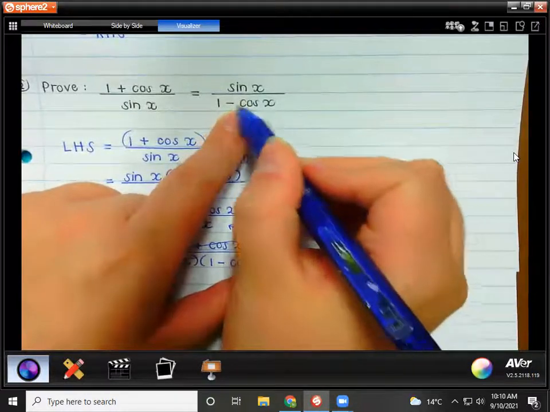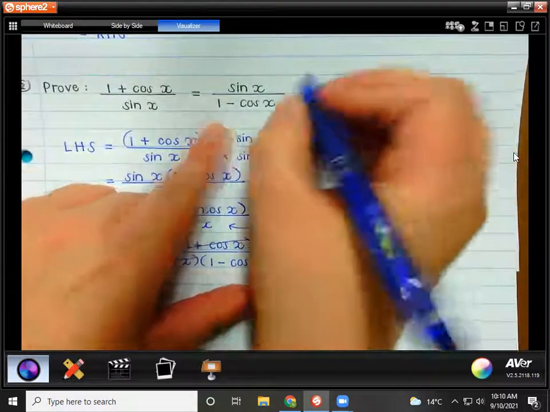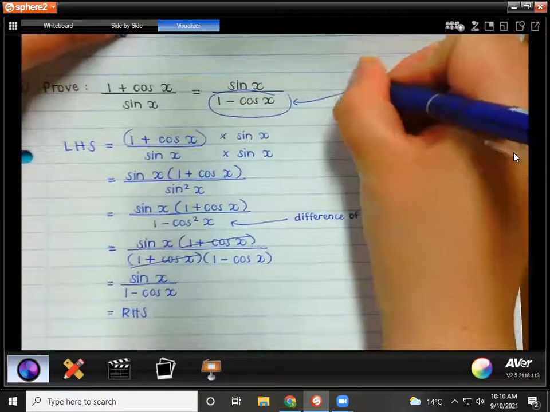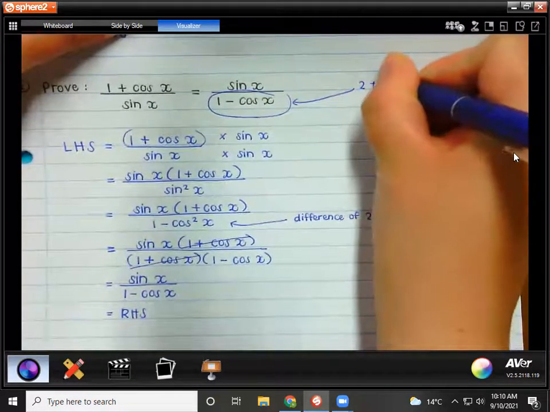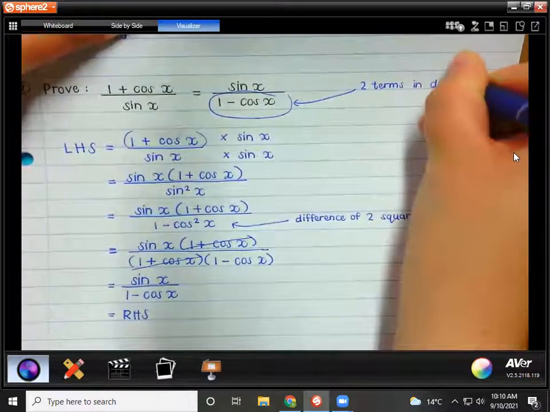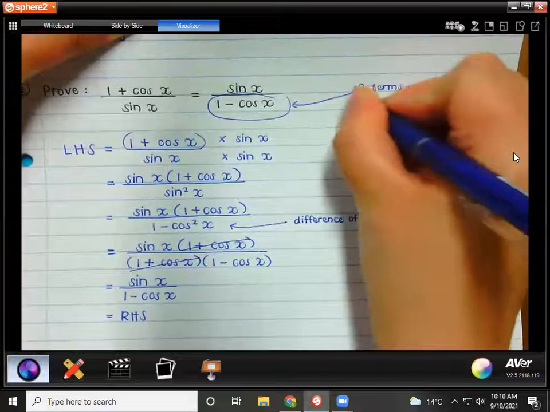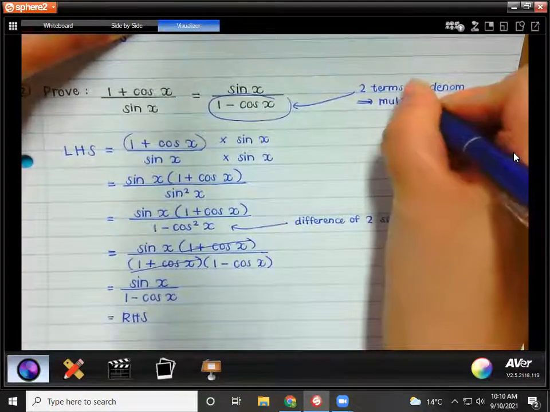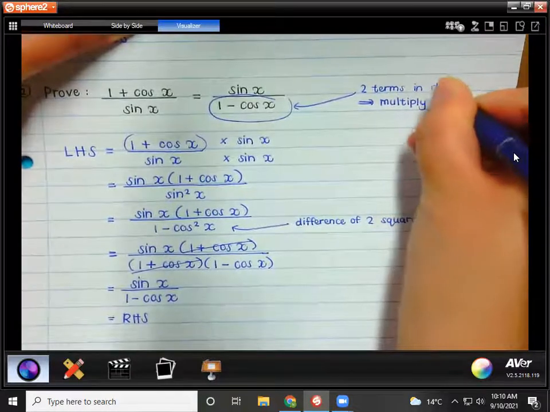All right, so if you have 2 terms in your denominator, I'm going to write that here. 2 terms in denominator. Then we're going to multiply the top and bottom by the conjugate of the denominator.